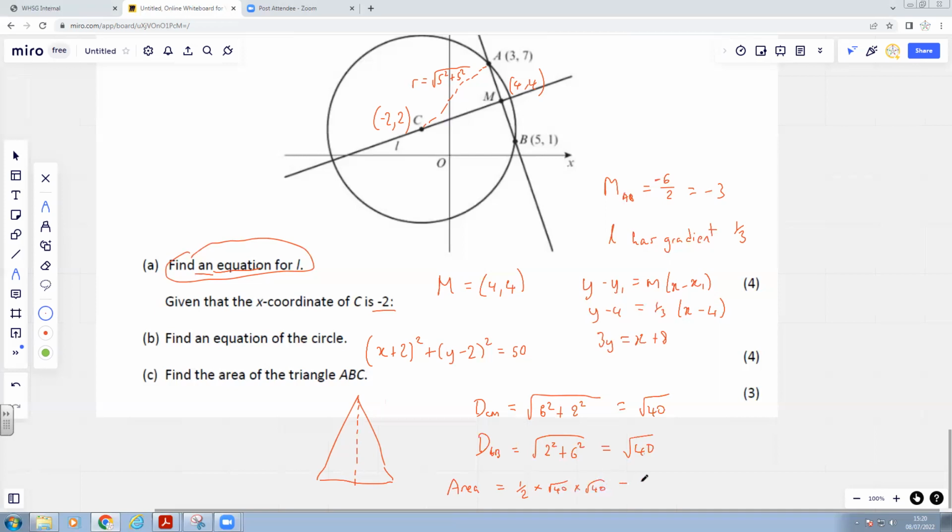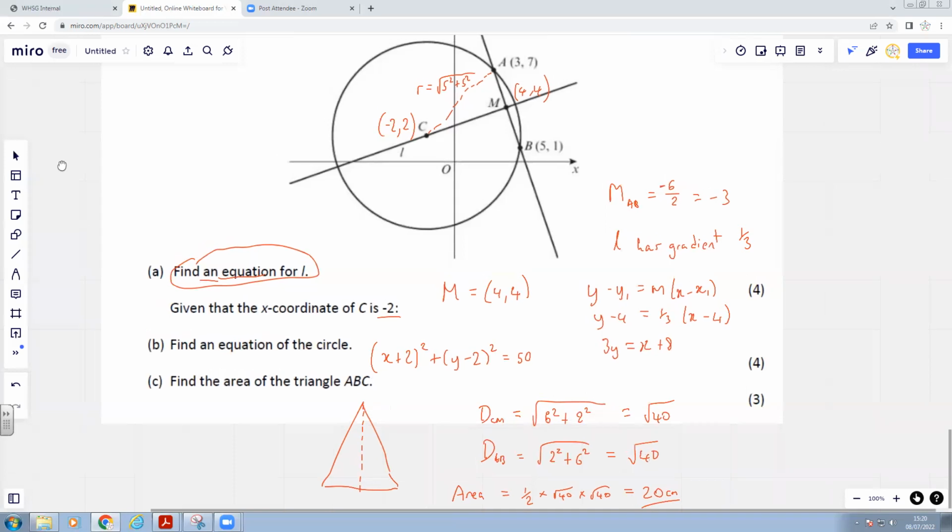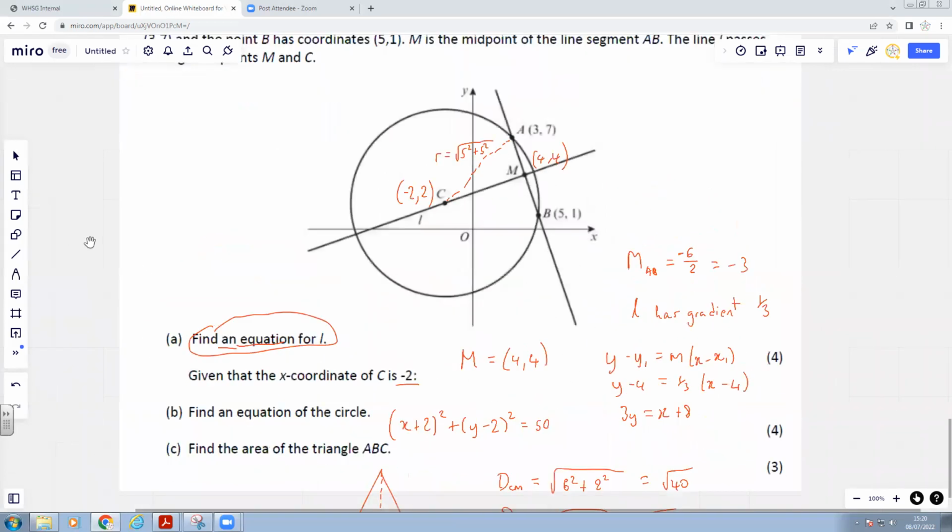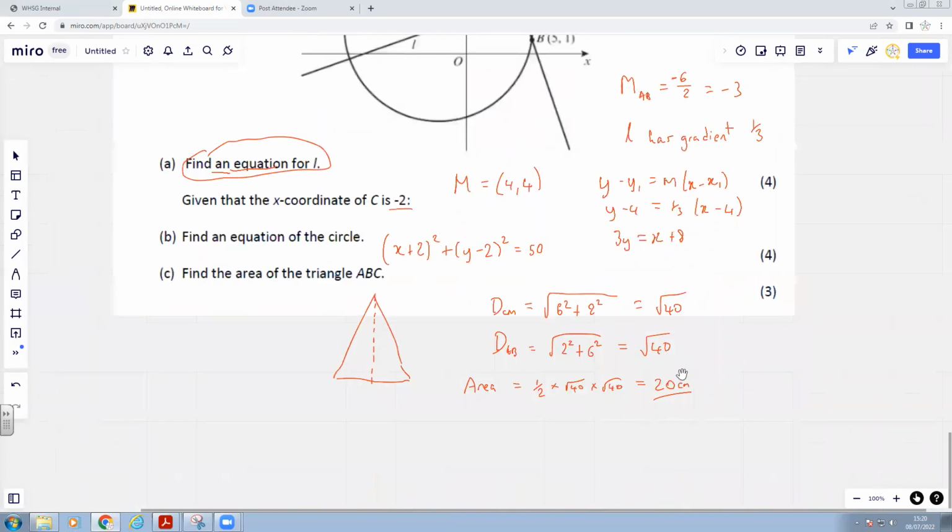And if you ever get a square root times by itself, it equals what's in the square root because you're really doing root 40 squared. And so that's 40 halved, which is 20. Oh, and I think it was in centimeters, is it? I don't know. Is it? Let's have a look. No, it doesn't say, so we just say 20 units squared.